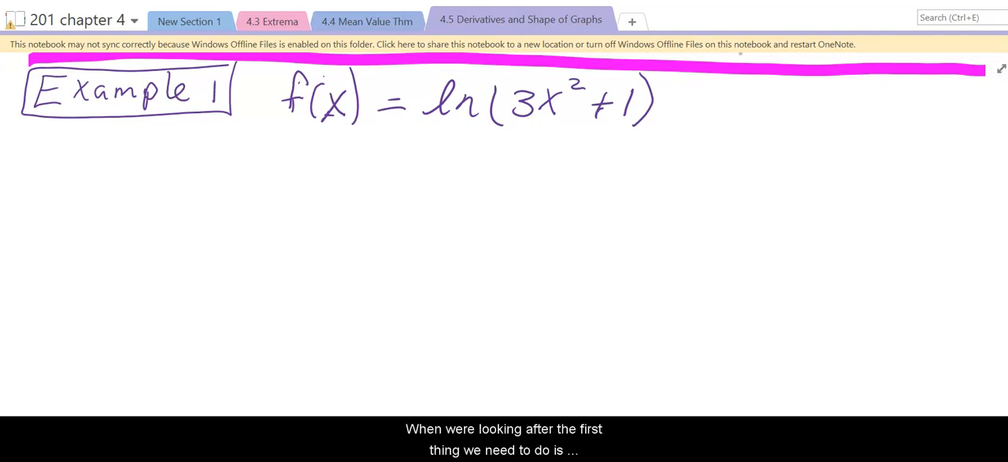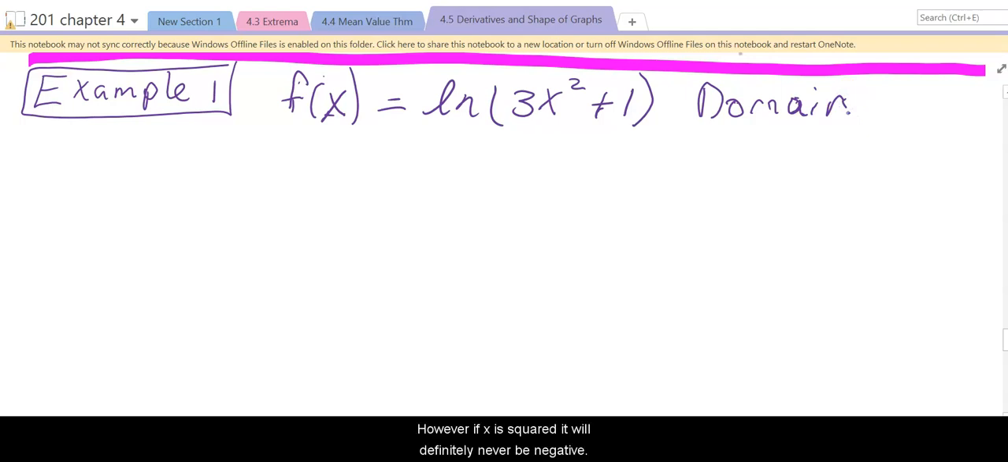When we're looking at this, the first thing we need to do is take the derivative of the function. When we do that, we also need to consider what the domain of the original function is. Anything not in the domain cannot be either a critical value for the first derivative or an inflection point for the second derivative. In this case, when we look at the domain, we know that natural log can only accept values from open 0 to infinity.